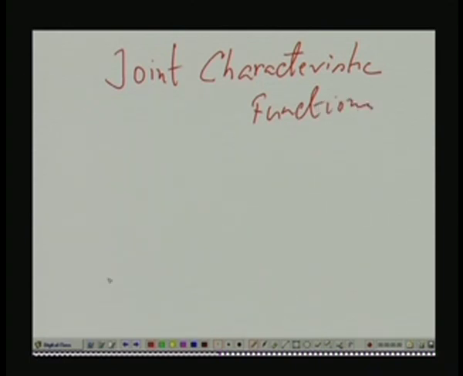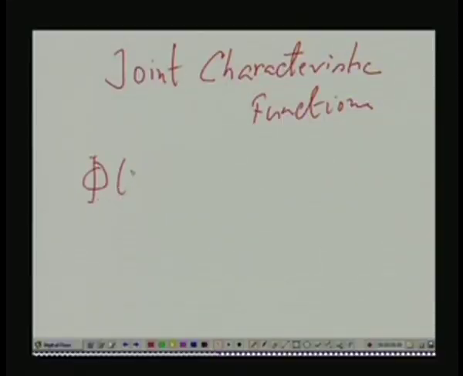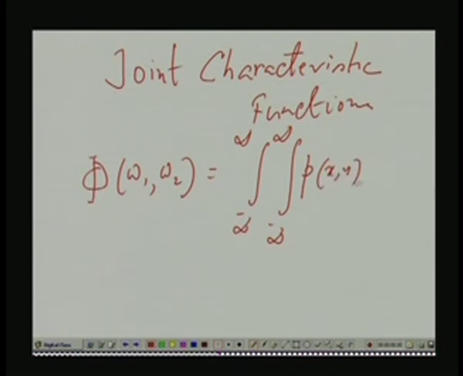Now we go to the next topic. We have already seen what a characteristic function is in the case of a single variable. But now we have two random variables x and y, and we have their joint density function p of x comma y. So obviously, we will have a Fourier transform with two frequencies, omega 1 and omega 2. So we define the joint characteristic function as the integral of p(x,y) e to the power j(omega 1 x plus omega 2 y) dx dy.